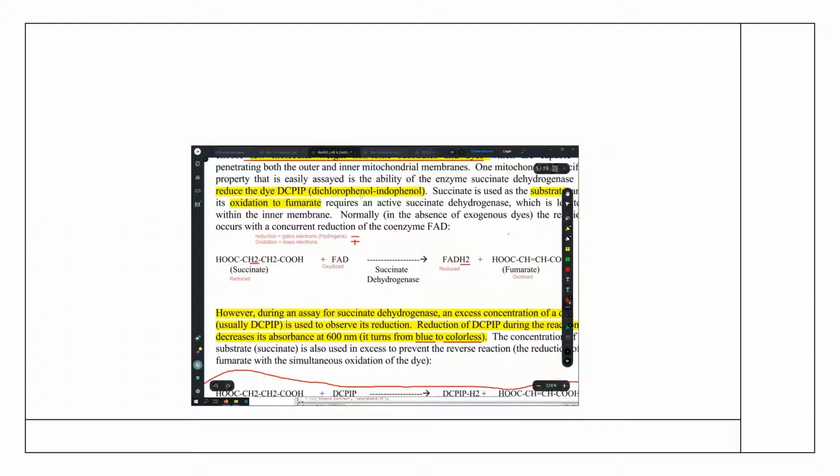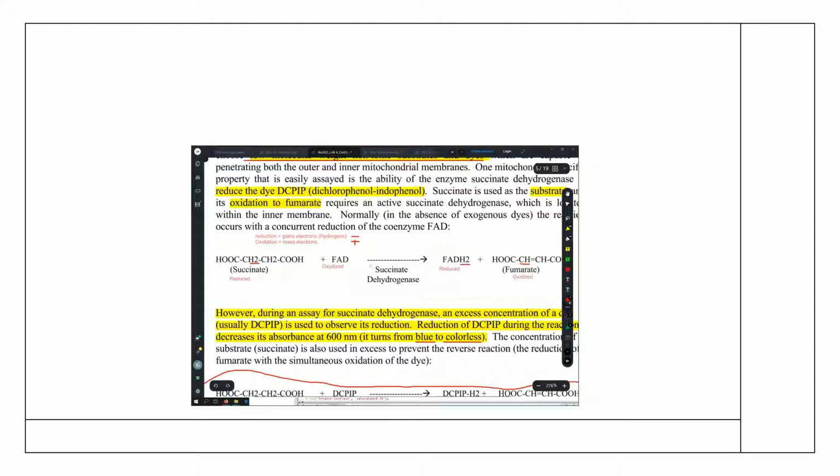And then over here for fumarate we just have CH, so there's only one hydrogen, one electron. Because succinate has two electrons, it is more negative, right? So this is the reduced state of this molecule. Succinate is the reduced state. And then fumarate has fewer electrons, which means that it is more positive, so it is oxidized.